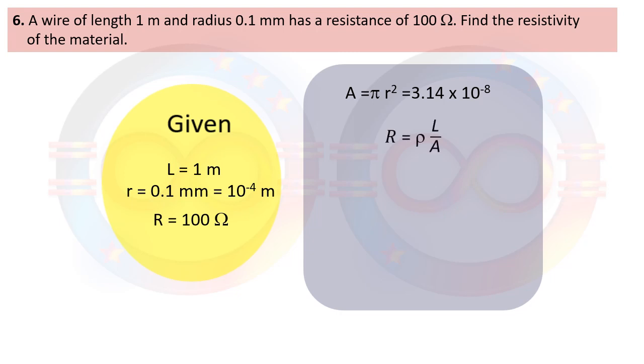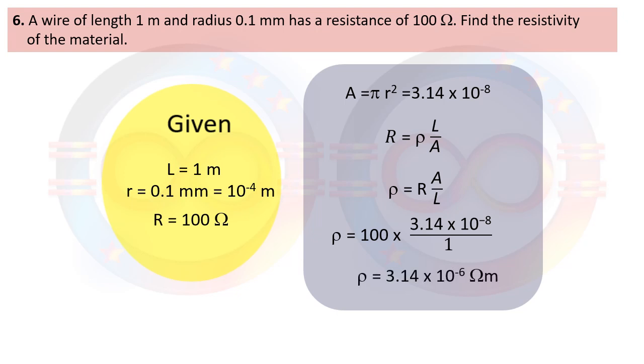And then we will be using the formula R is equal to rho into L by A. We have to find the resistivity, so we'll try to find the formula in terms of rho, that is rho is equal to RA upon L. We put the value R as 100, area as 3.14 into 10 raised to minus 8, L as 1 meter, and after calculation we will be getting it as 3.14 into 10 raised to minus 6 ohm meter.